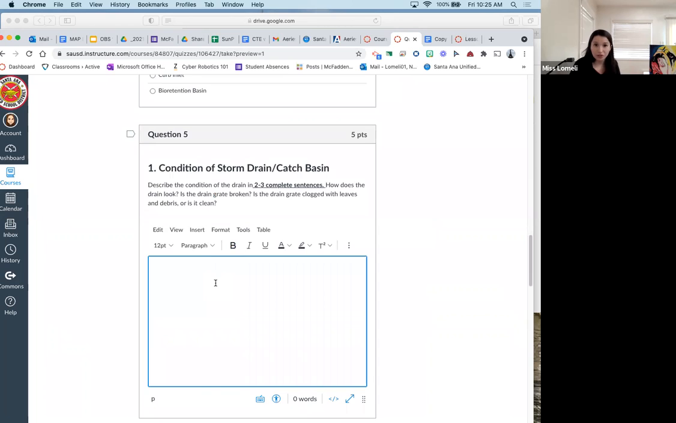Okay, now we get into those real questions. Describe the condition of your drain in 2 to 3 sentences. What do I mean by that? How does the drain look? Is the drain grate broken? Is there even a grate on there? Is the drain grate clogged with leaves and debris, or is it clean? I mean, you just cleaned it a couple of days ago. Did it get clogged up again? Or is it still pretty much the way you left it after you cleaned it?